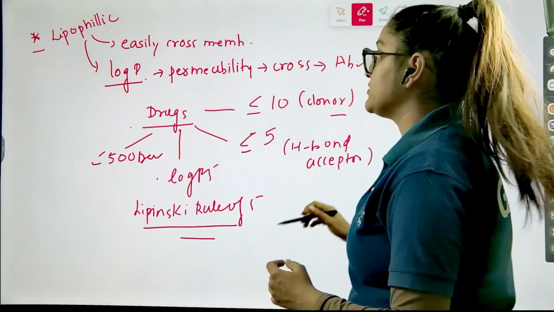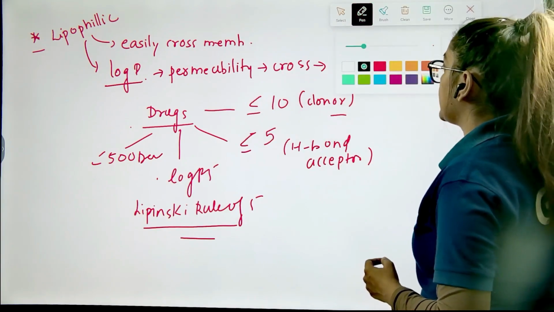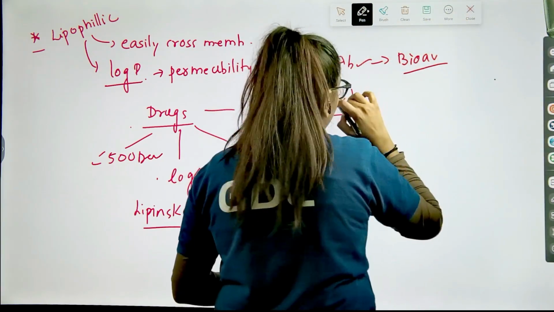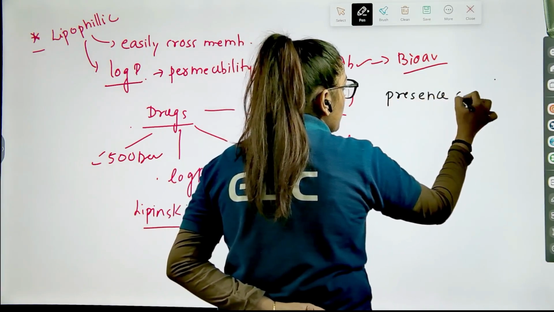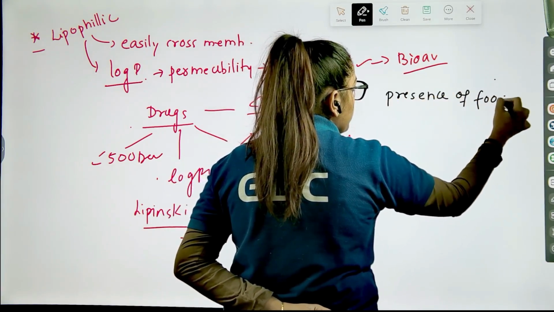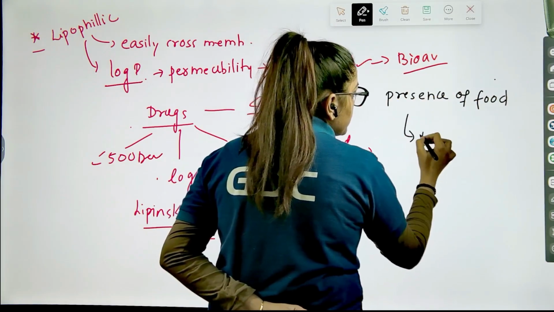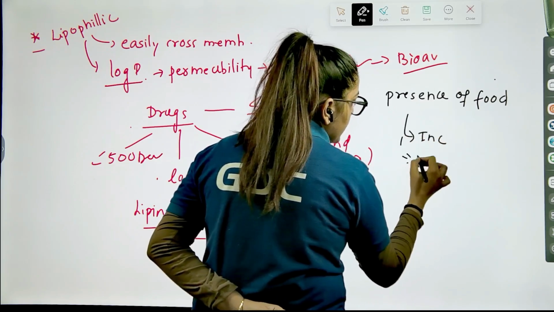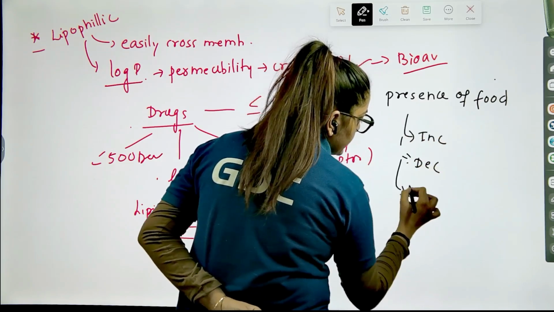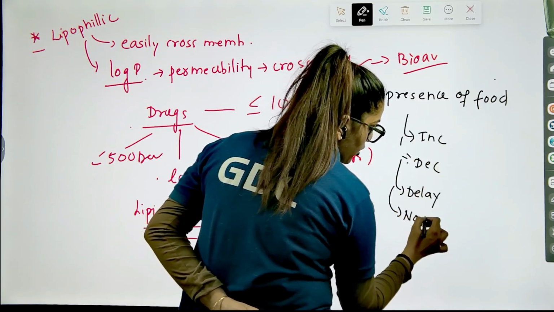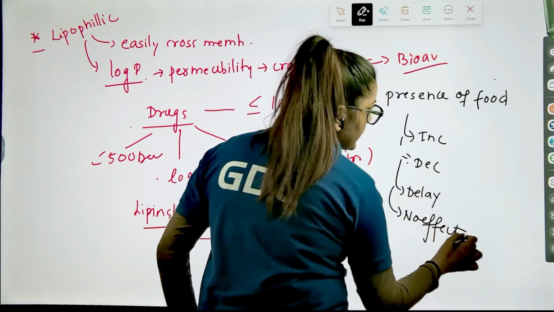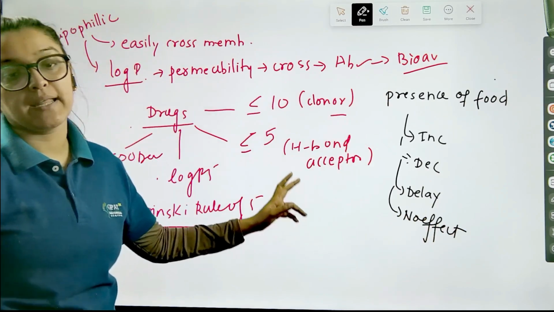So next we have the presence of food. Gastric emptying time is one, right? And then we have presence of food. Just like I have mentioned, the presence of food can have multiple effects. It can increase, it can decrease, it can delay, or it may have no effect on the drug absorption. Based on these, we have important examples listed.